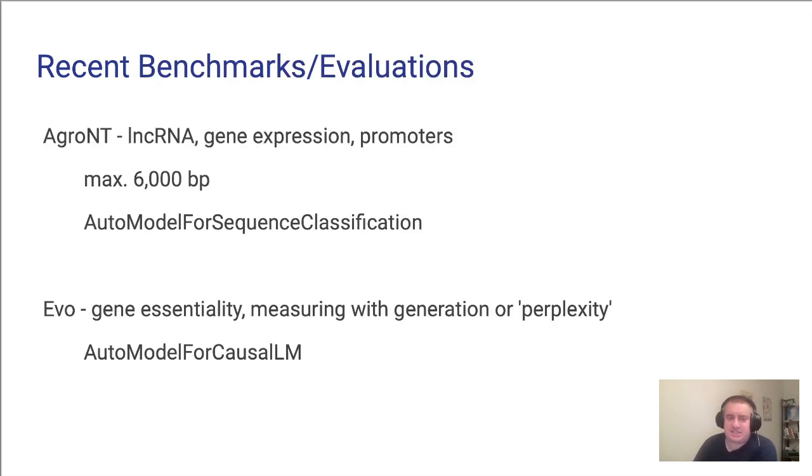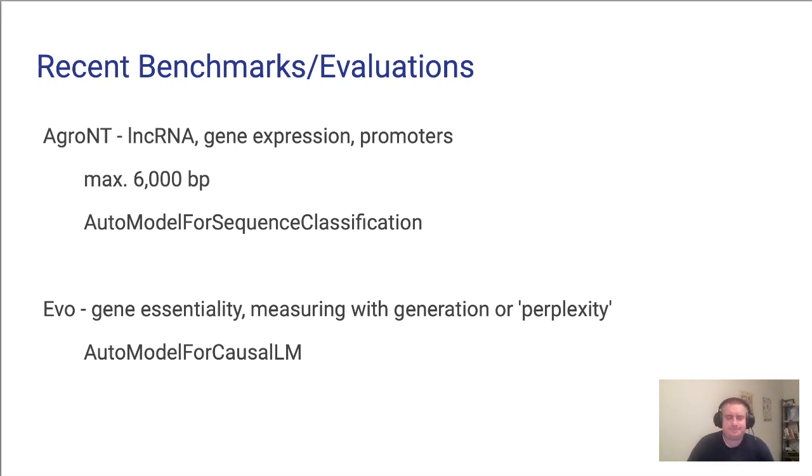Some recent evaluations, I mentioned the AgroNT paper. They're doing some conventional bioinformatics tasks, looking at a DNA sequence and then asking it to classify it based on long non-coding RNA, gene expression, promoters, and up to 6,000 nucleotide base pairs. And you can load it using Transformers AutoModelForSequenceClassification and make these classifiers.